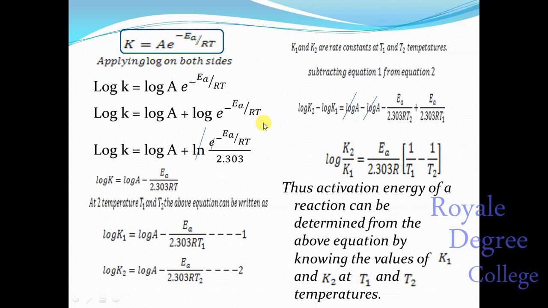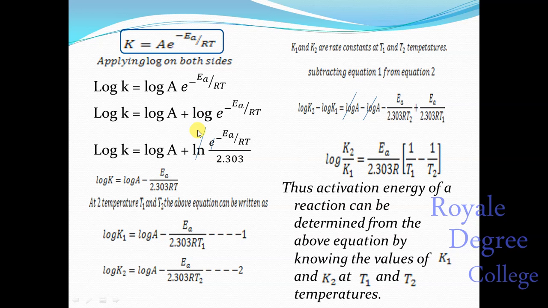Because here we are applying this formula, that is log AB is equal to log A plus log B. See here, in the previous equation, log of A into e to the power minus Ea by RT, isn't it? That is log AB, we can say. Log AB is equal to log A plus log B. So we are writing this: log k is equal to log A plus log e to the power minus Ea by RT.